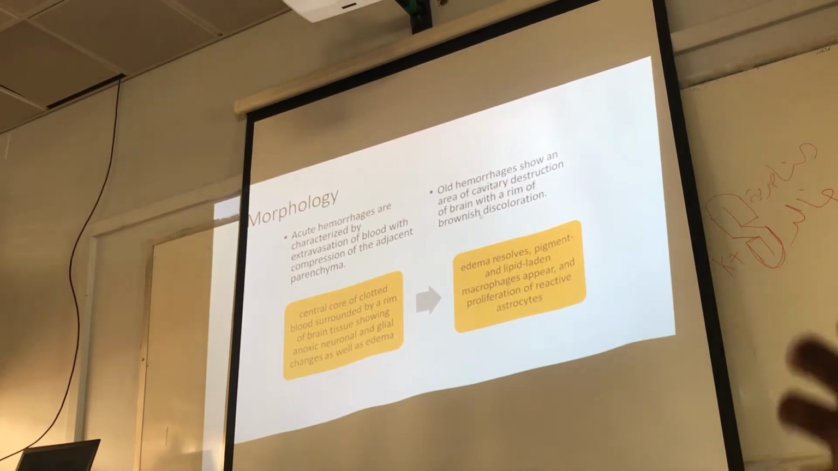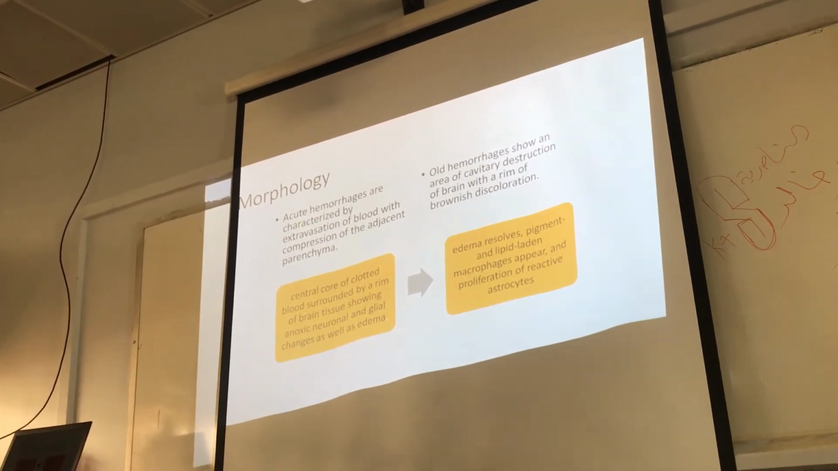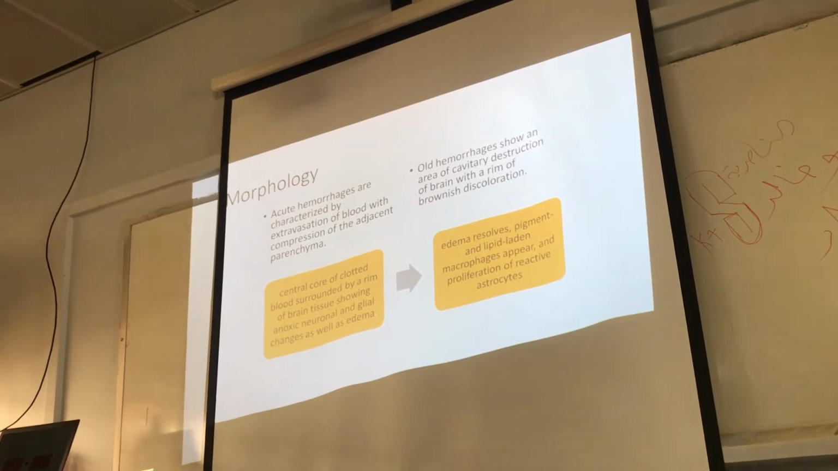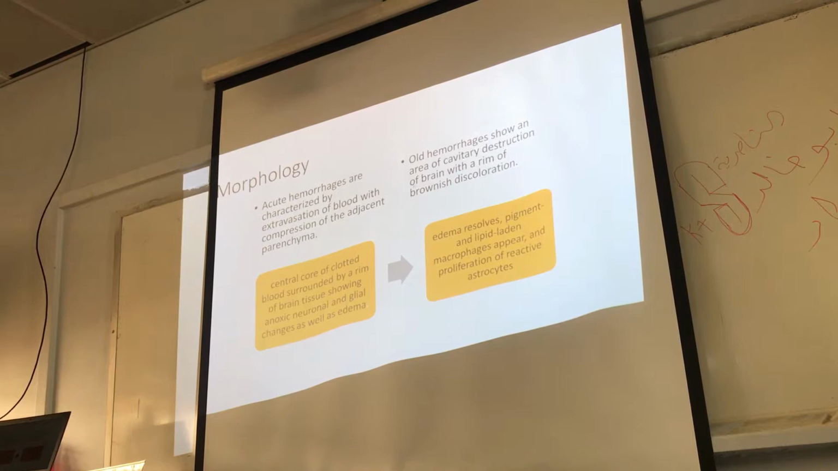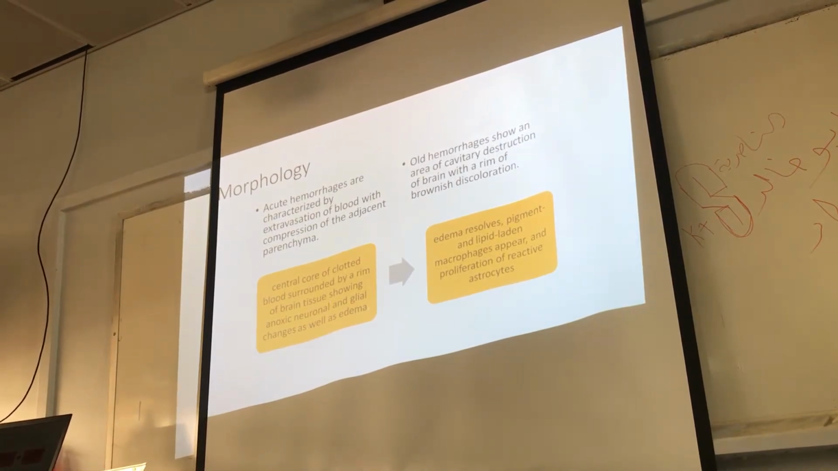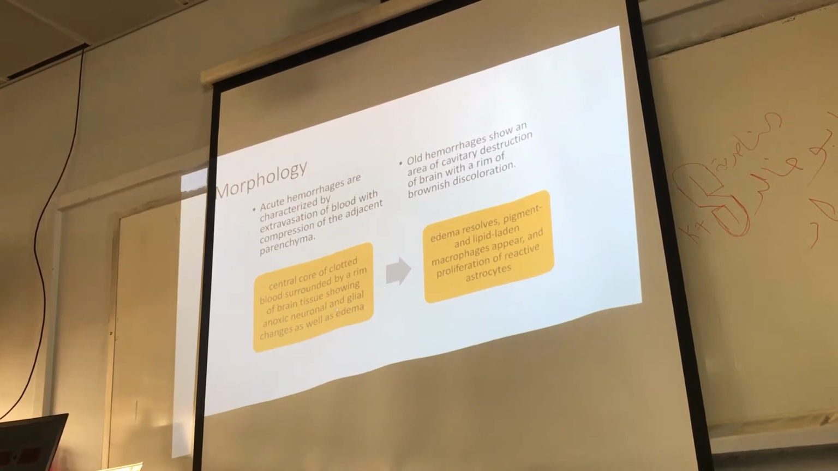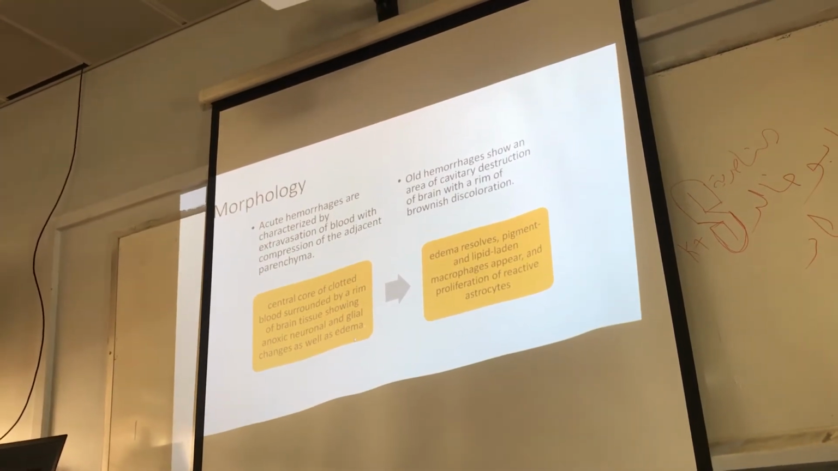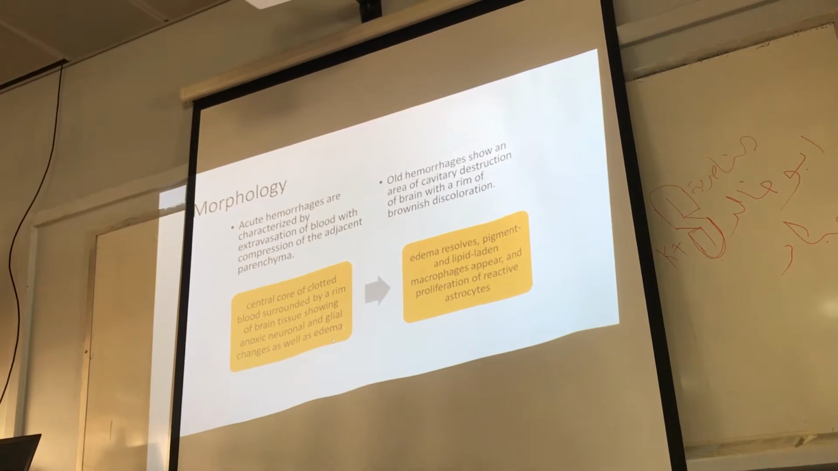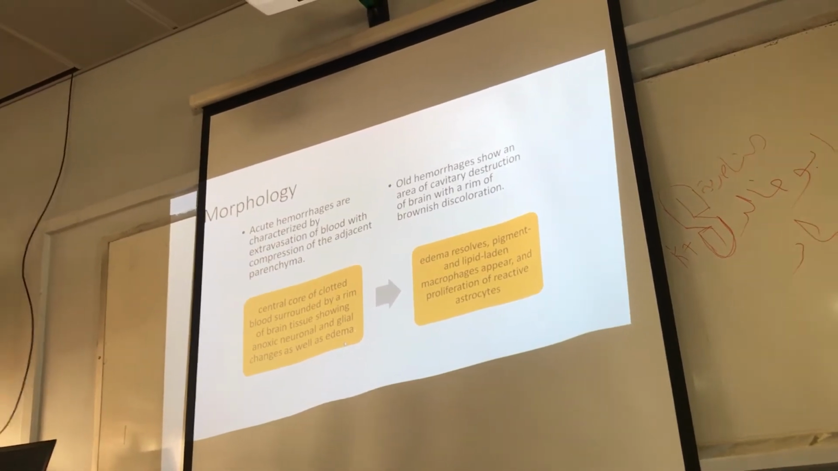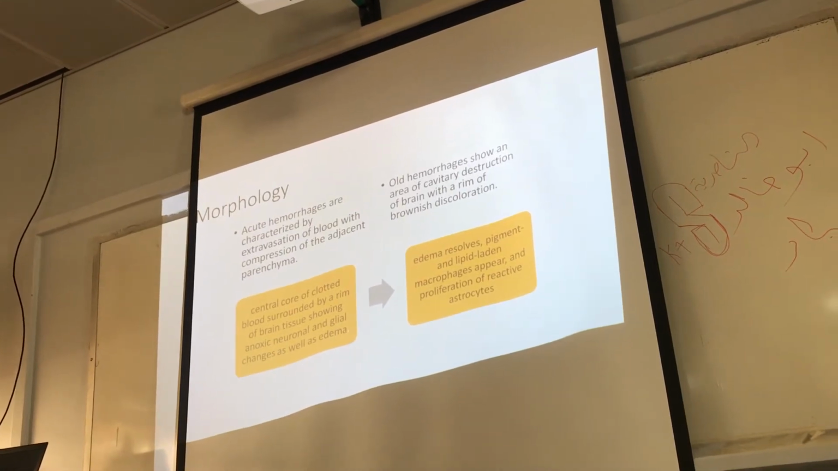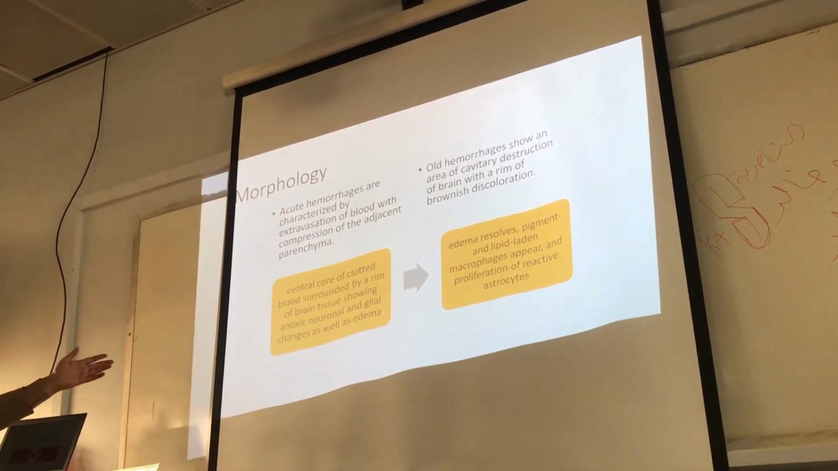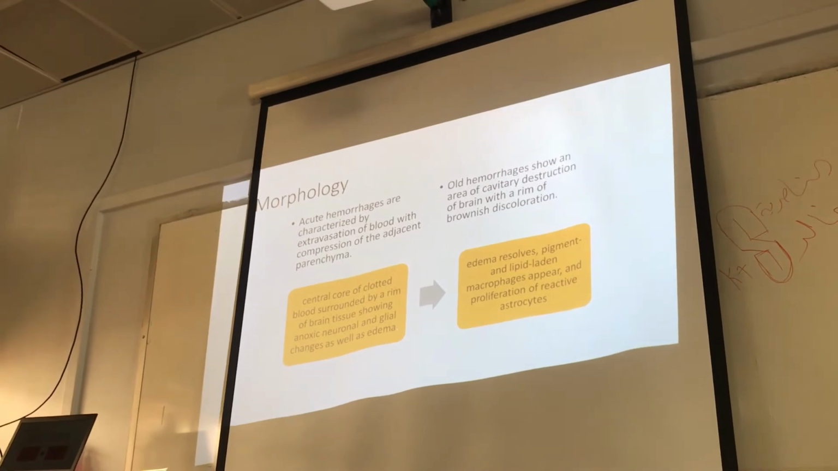You see the macrophages ingesting the pigment, so that's why it is brownish. Here there is a central core of clotted blood surrounded by a rim of brain tissue showing anoxic neuronal changes, glial changes and edema. Wherever there is injury, you will have red neurons and a repair process by glia. So glial changes, astrocyte hypertrophy and hyperplasia, you see all that, and you find edema as well.